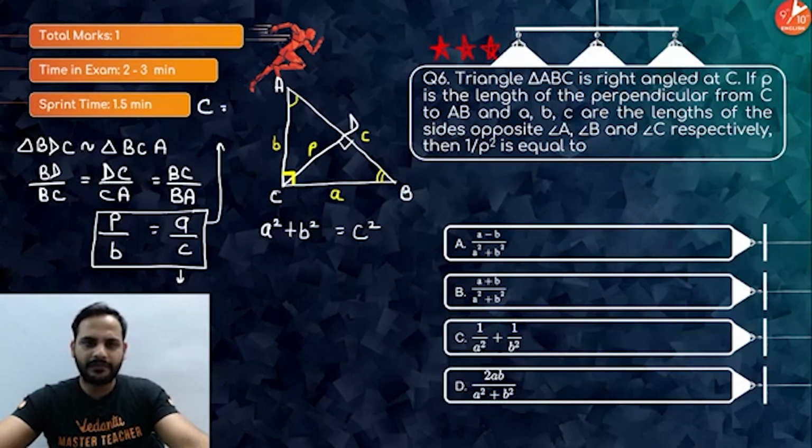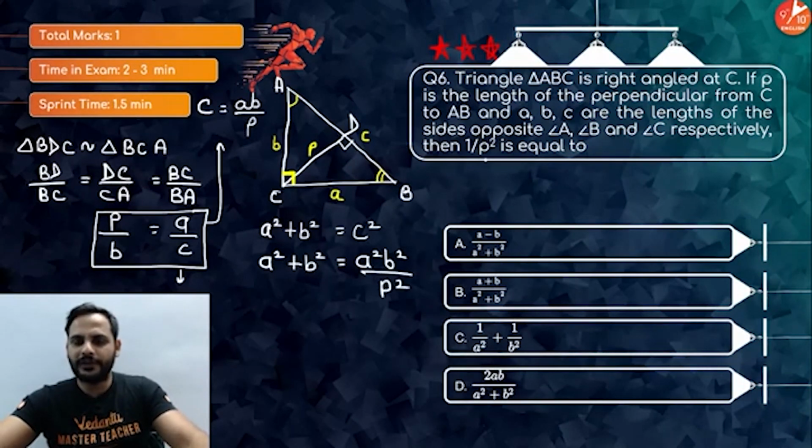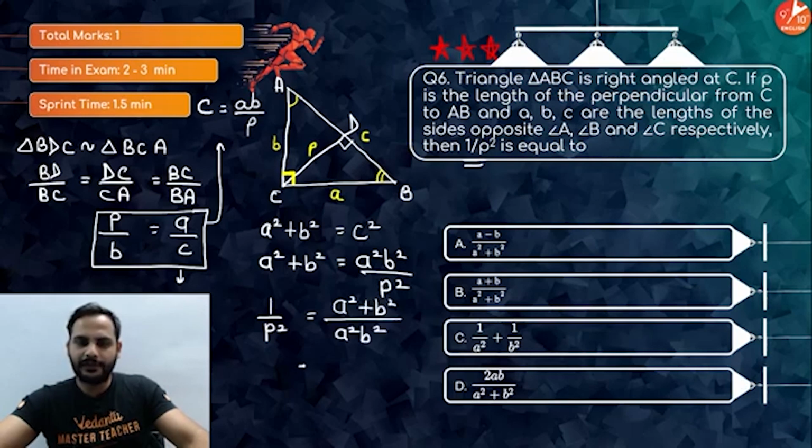AB by P. Replace it over here. So we'll get A square plus B square. In place of C, if I write AB by P, so AB by P whole square will be A square B square by P square. What value you want, beta? 1 by P square. Shift A square B square in division. So we'll get 1 by P square is A square plus B square upon A square B square. Split the denominator. So A square upon A square B square plus B square upon A square B square.